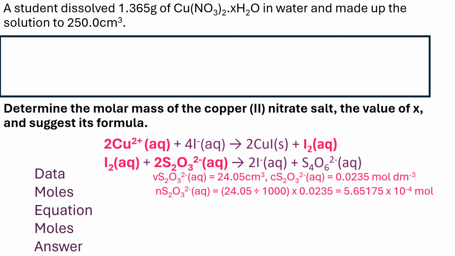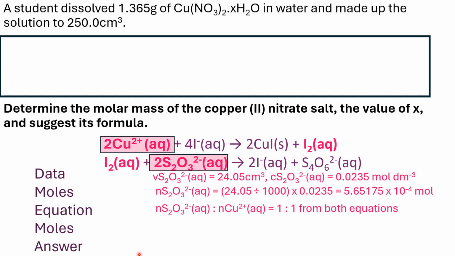The next thing to do is, from the equation, you can work out that the mole ratio of thiosulfate to copper(II) is 1 to 1. I've created a bit of space up here to do my final workings because you can see I'm going to run out of space at the bottom fairly soon. So highlighting the two species there, you can see it's a 2:2 ratio, so I'm just going to say the simplest version, which is 1:1.